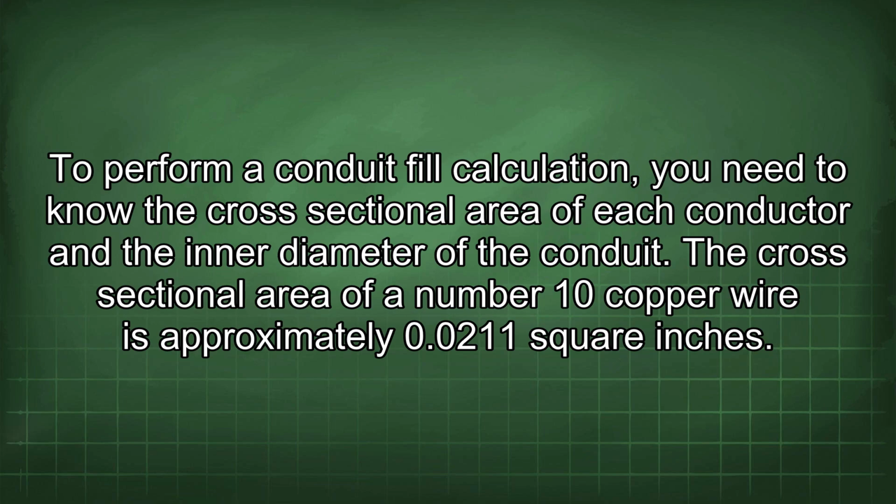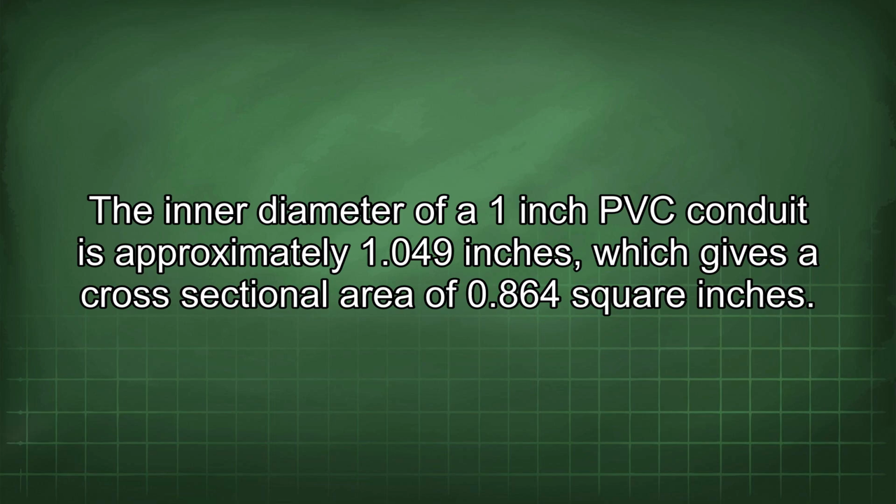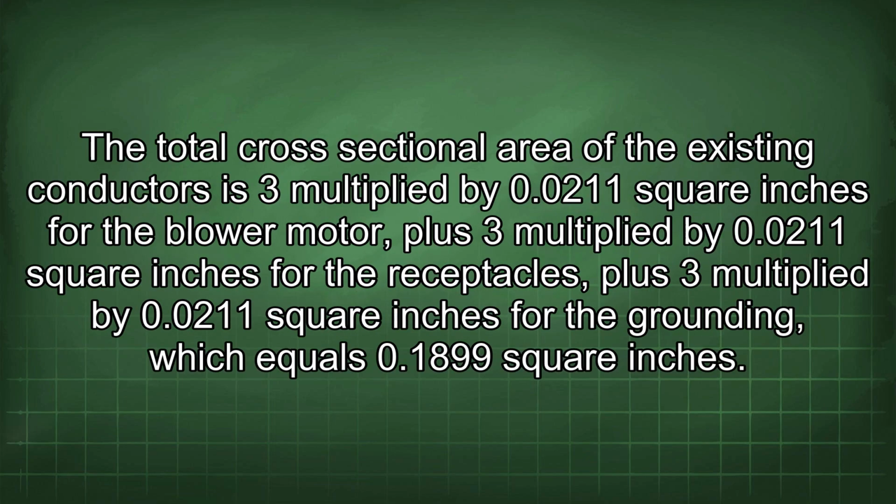The cross-sectional area of a number 10 copper wire is approximately 0.211 square inches. The inner diameter of 1-inch PVC conduit is approximately 1.49 inches, which gives a cross-sectional area of 0.864 square inches. The total cross-sectional area of the existing conductors is 3 multiplied by 0.211 square inches for the blower motor, plus 3 multiplied by 0.211 square inches for the receptacles, plus 3 multiplied by 0.211 square inches for the grounding, which equals 0.1899 square inches.